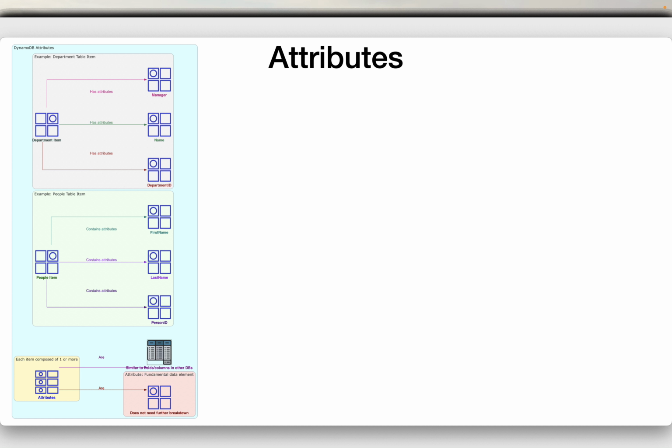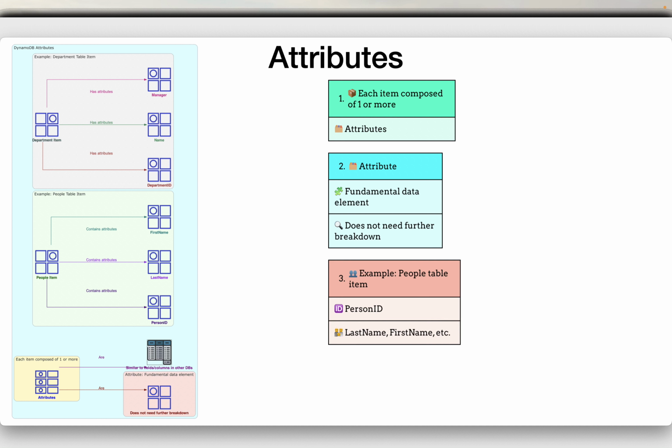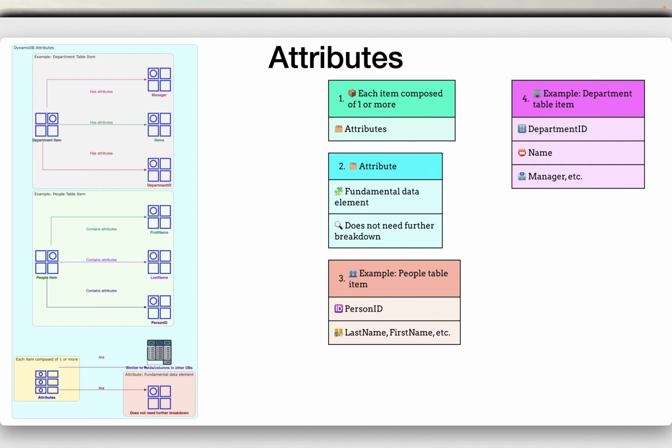Next is attributes. Each item is composed of one or more attributes. An attribute is a fundamental data element, something that does not need to be broken down any further. So for example, an item in a people table contains attributes called person ID, last name, first name, and so on. And let's say if we have a department table, an item might have attributes such as department ID, name, manager, and so on. Attributes in DynamoDB are similar in many ways to fields or columns in other database systems.